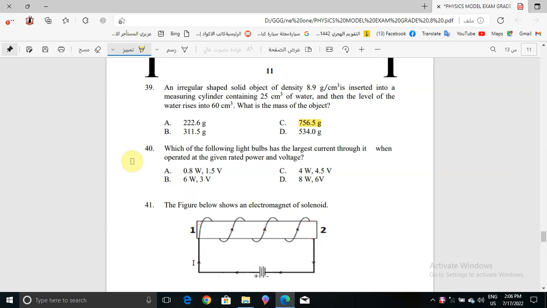Okay, now question number 40. Which of the following light bulbs has the largest current throughout it when operated at the given rated power and voltage? It will be 8 watt and 6 volt, which is correct.